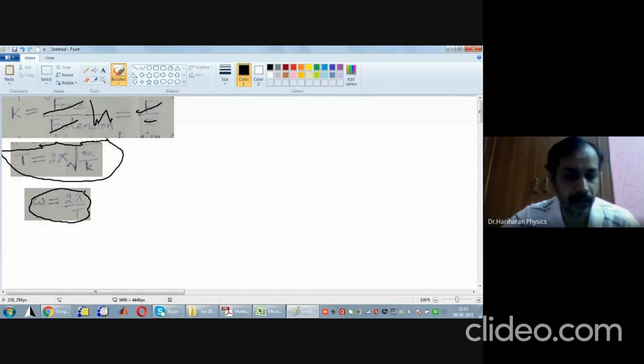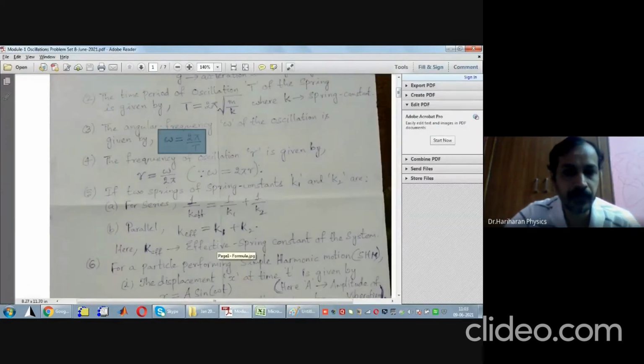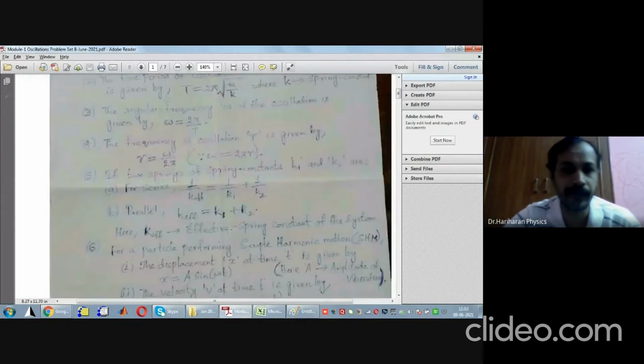Okay, next, what is the fourth formula? The fourth formula talks about linear frequency. So the frequency of oscillation, what is it given by?